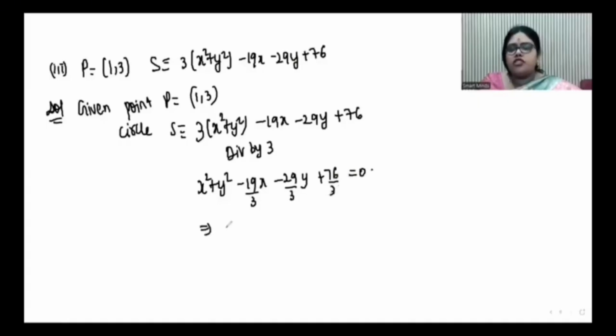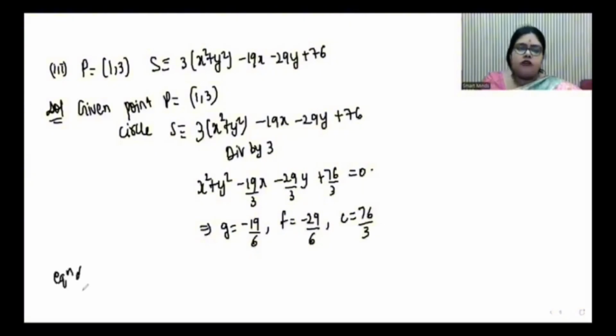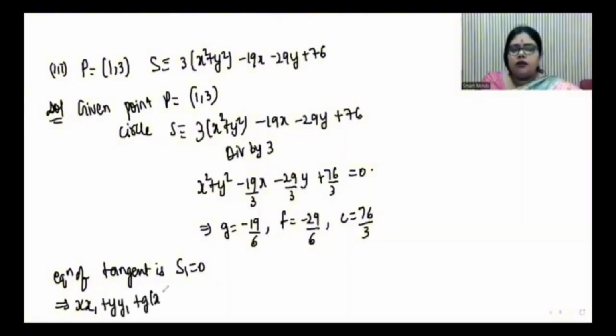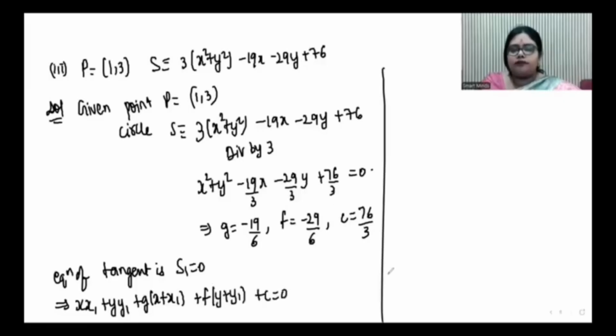Now from here, what is g? g is half of the coefficient of x, that is minus 19 by 6. f is minus 29 by 6 and c is 76 by 3. Now what is the equation of tangent? The equation of tangent is S1 is equal to 0. S1 is equal to 0 means x x1 plus y y1 plus g into (x plus x1) plus f into (y plus y1) plus c is equal to 0.